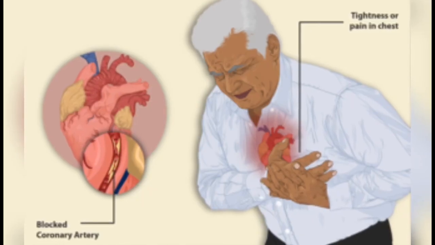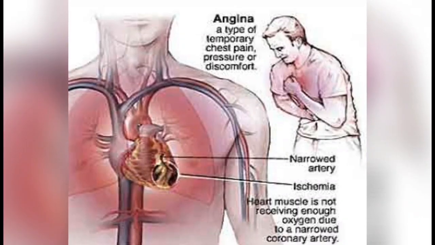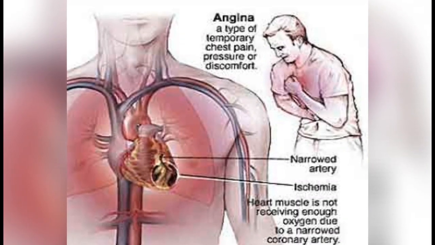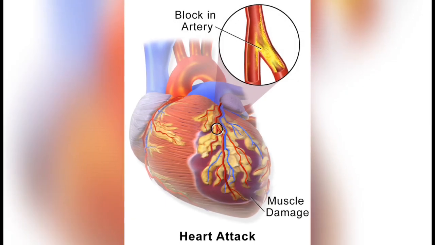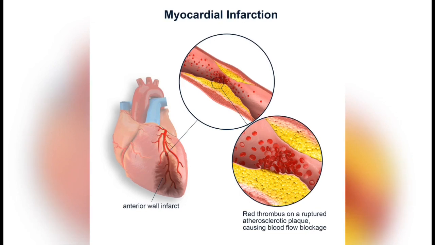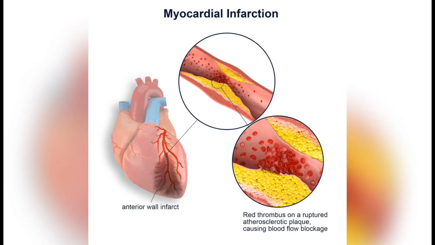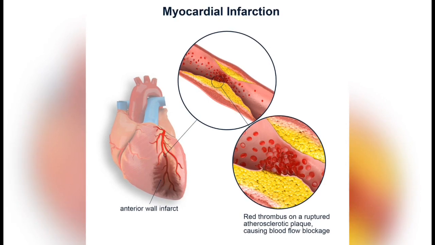The next one is angina. Angina is severe chest pain caused by an insufficient oxygen supply to the heart in the coronary artery. The next one is myocardial infarction, which is heart attack. Myocardial infarction is the death of some heart tissue caused by the sudden drop of the coronary blood flow due to atherosclerosis.